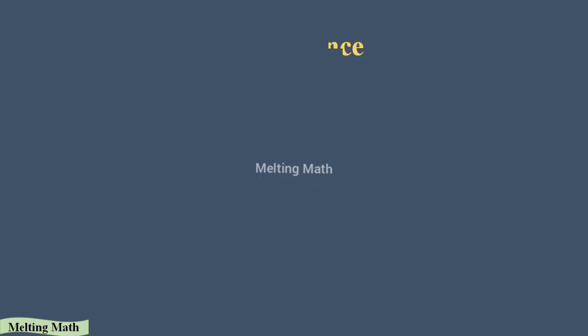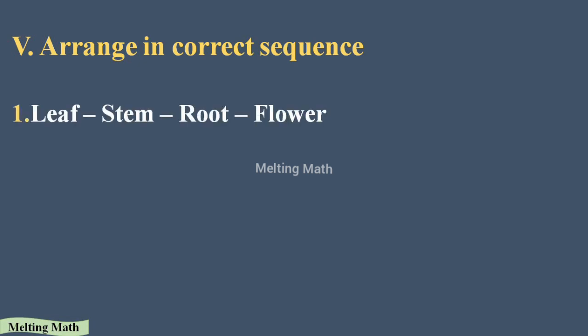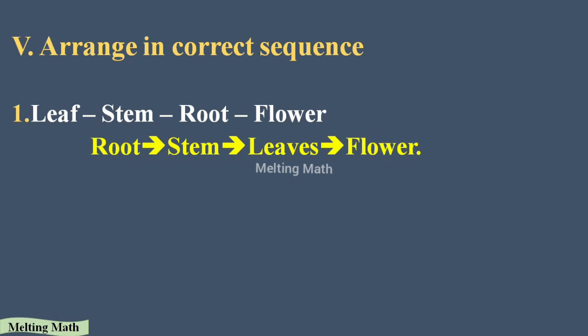Next see the fifth Roman letter, arrange in correct sequence. First they gave a leaf, stem, root, flower. This is in the irregular arrangement. Let's convert it in the correct arrangement. First root, after stem will grow up, after leaves will grow up, after flower will grow up. So this is the correct sequence, correct order. Okay, root, stem, leaves, flower.